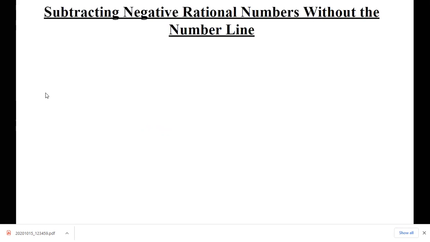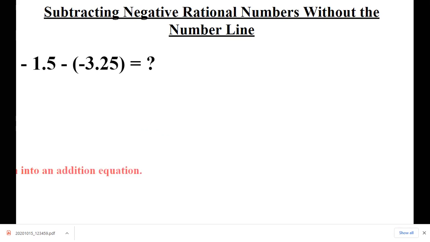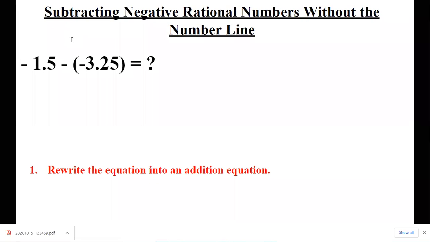Welcome back. Now let's continue without the number line. So we're going to subtract negative numbers without the number line. So we have negative 1.5 minus negative 3.25. What do we do? Same thing we did before. Rewrite the equation as an addition equation. Let's change the color here. We're going to say keep the first number, change the sign, change the second number to the opposite. Keep, change, opposite.